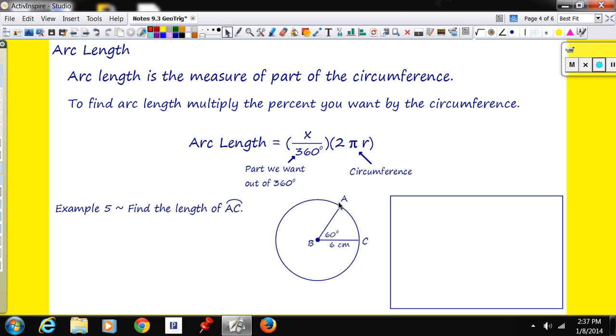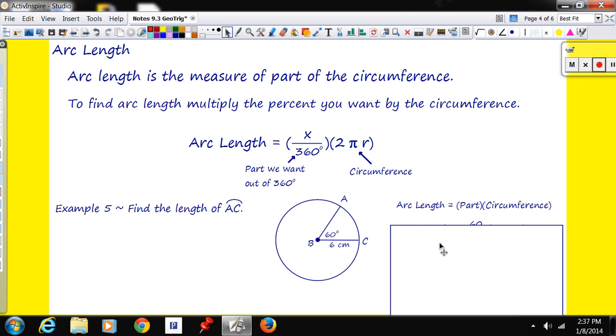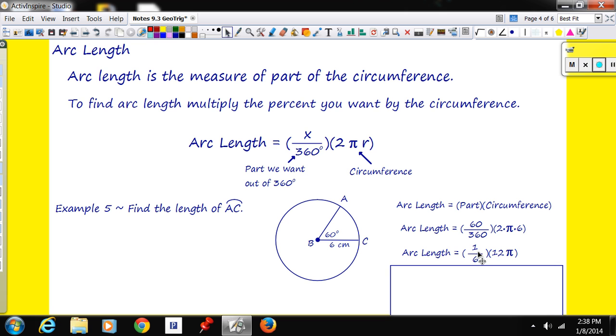So if we want to find the arc length of AC here, you're going to need the part times the circumference. The arc length is going to be the 60-degree arc out of the whole 360. And then we're going to change that to 1/6. And 2 times 6 is going to give me a 12. Now you could cross cancel here, make this a 1 and a 2. So really you're just going to get 2 pi, which means your arc length is really 6.28 centimeters. So from here to here is a little bit longer than the radius. It's going to be 6.28 centimeters.